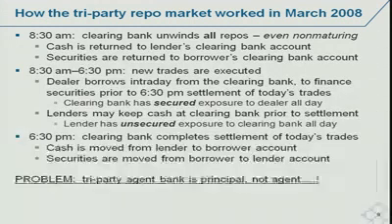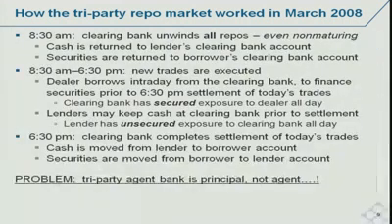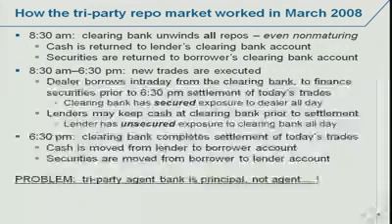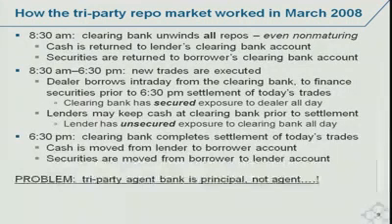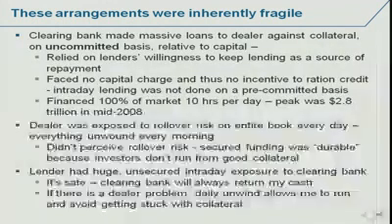Then at 6:30 at night, every night, the clearing bank would complete settlement of the day's trades or ongoing trades that had been unwound in the morning, moving cash back from the lender's account to the borrower's account and securities in the other direction. So what's wrong with this picture? The tri-party agent bank is essentially functioning as a creditor, as a principal, for 10 hours of the business day. And this turned out to be a real source of risk in this market when things started to get difficult in early 2008. So there's a lot of fragility inherent in this institutional arrangement.